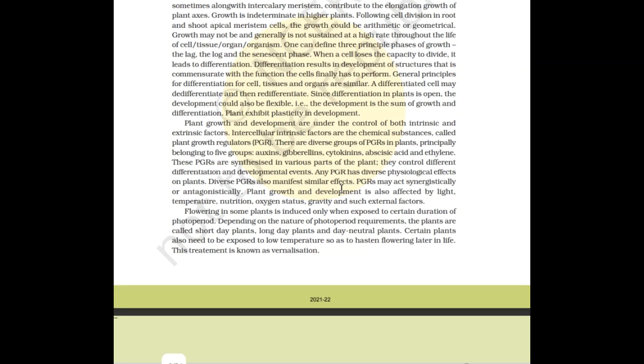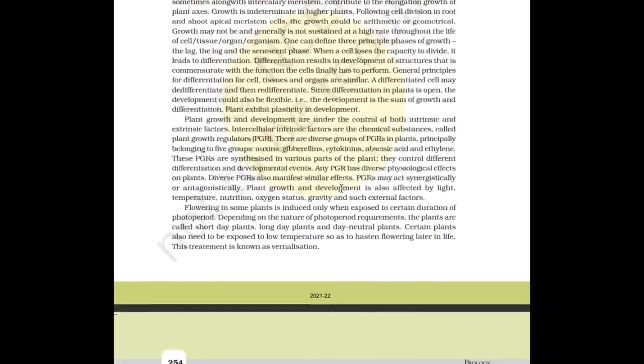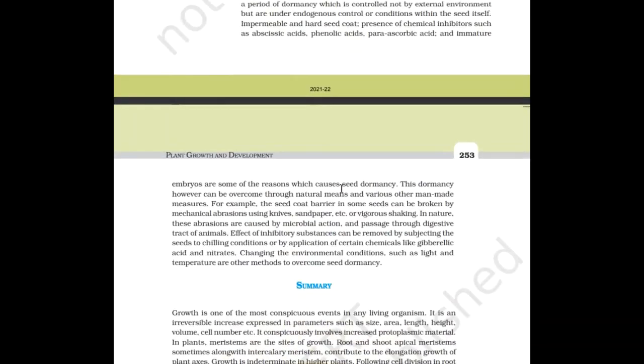Flowering in some plants is induced only when exposed to a certain duration of photoperiod. Depending on the nature of photoperiod requirement, the plants are called short day plants, long day plants, and day neutral plants. Certain plants also need to be exposed to low temperature so as to hasten flowering later in life. The treatment is called vernalization. In this way, we completed the reading of the plant growth and development chapter.